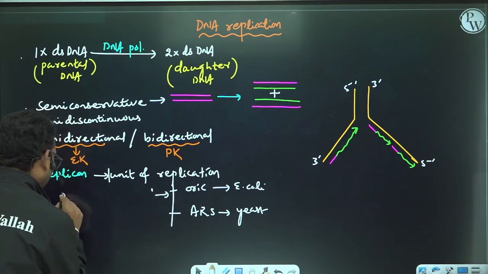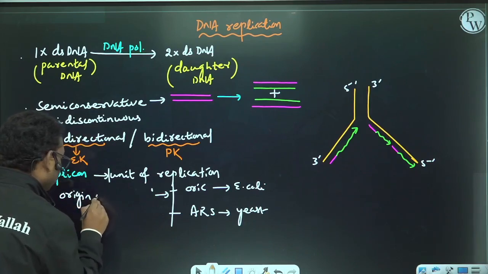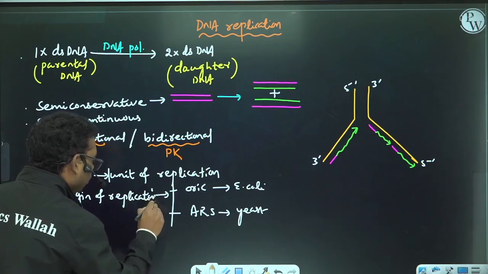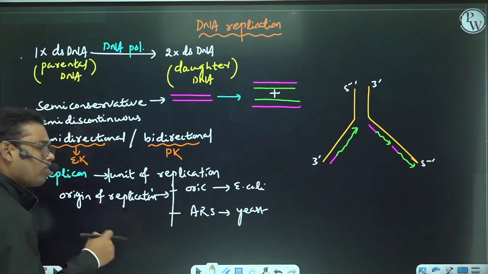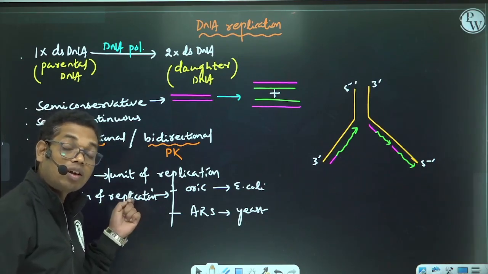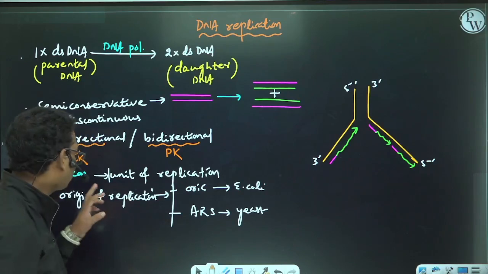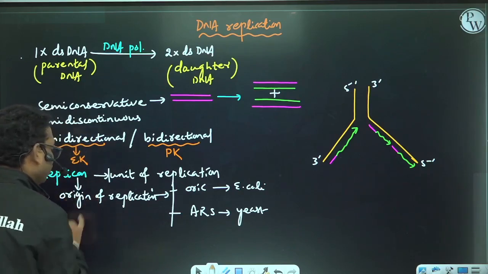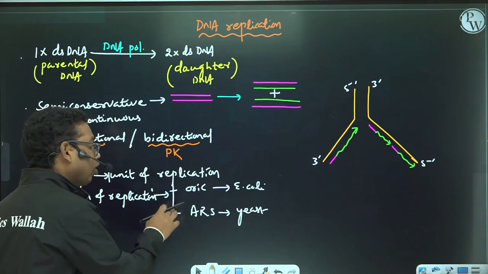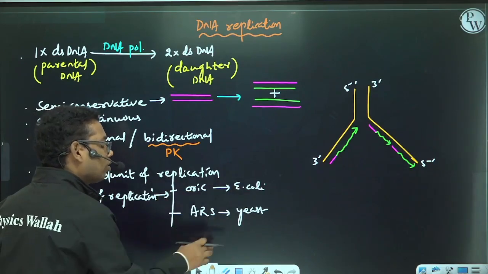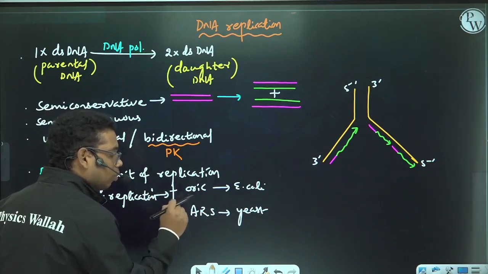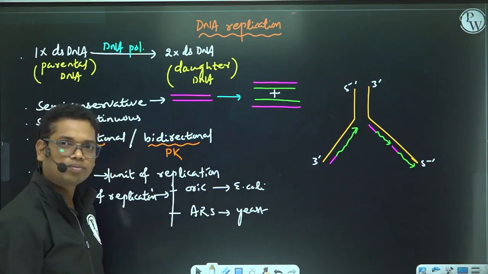Here I am talking about the origin of replication. So what is the origin of replication? The sequence of the DNA where the replication starts. So this replicon will have the origin of replication, the site where replication starts, and this replicon is called ORIC in case of E. coli, and ARS, autonomously replicating sequence, in case of yeast.